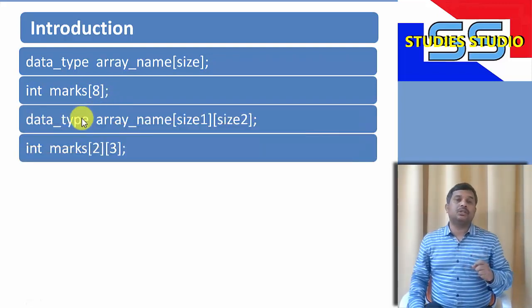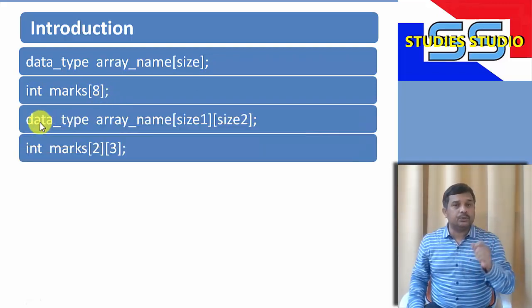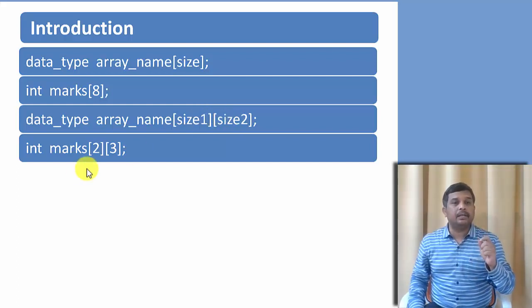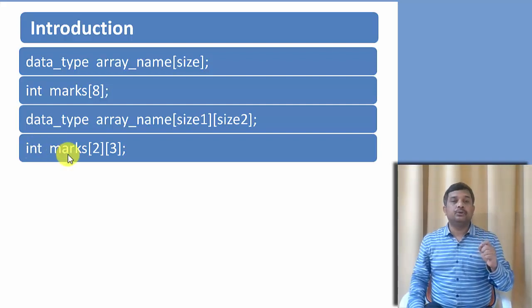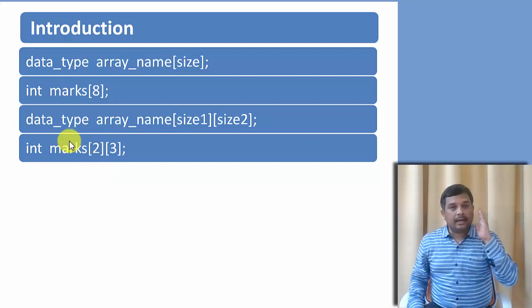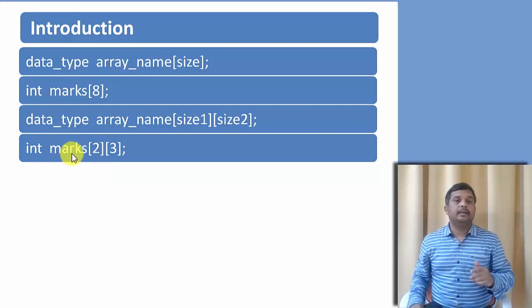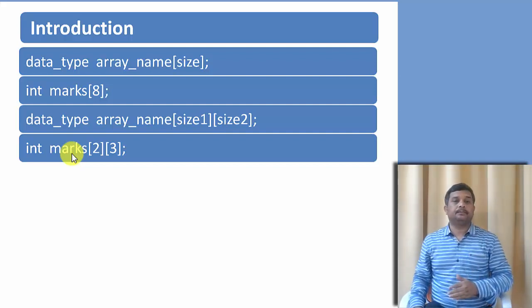Similarly, in the two-dimensional array there is only a little change. We will be writing data type, array name, size 1 and size 2. It means we are defining the size of rows and columns. For example, here int marks[2][3]. It means we are creating a matrix of 2 rows, and each row contains 3 columns.